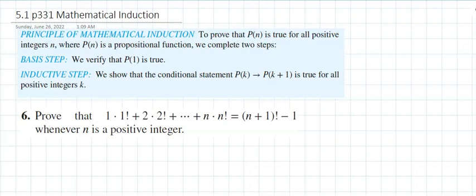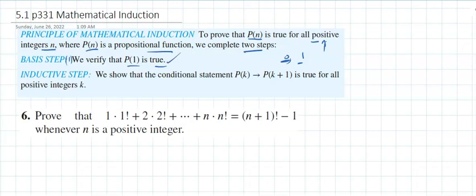Section 5.1 is on page 331, talks about mathematical induction, and we only have one theorem to really go through. Principle of mathematical induction: to prove that P of n is true for all positive integers, where P of n is a propositional function, we complete two steps. Step number one, we verify that P of 1 is true. If we're talking about positive integers, the first integer is 1. If they say non-negative integers, the first integer is 0. You try to do it for the first integer on the list. So you show that this proposition is true.